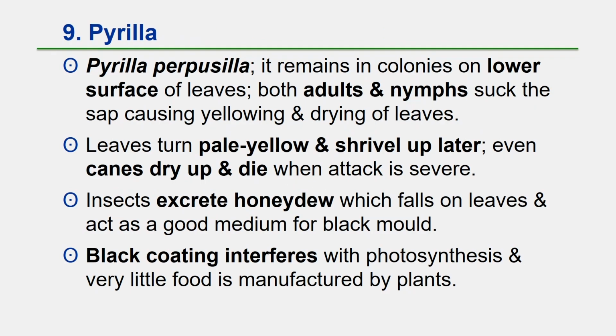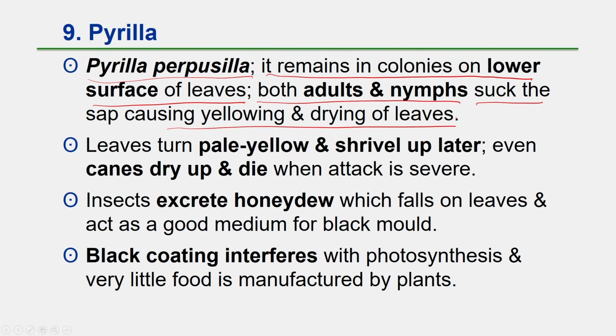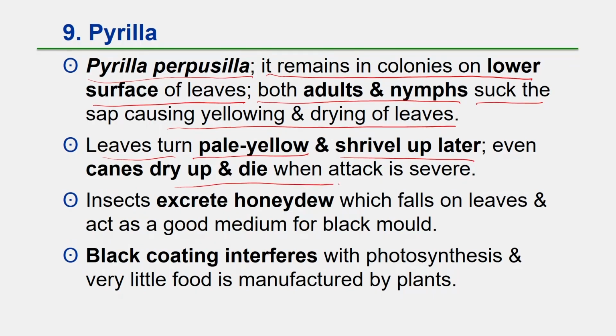Now pyrrhilla is also an important insect pest of the sugarcane crop. The scientific name is Pyrrhilla purpusilla. It remains in colonies on the lower surface of leaves. Both adults and nymphs suck the sap, causing yellowing and drying of leaves. Leaves can turn pale yellow and shrivel up later. Shrivel up means decrease in size, and even canes dry up and die when the attack is severe.